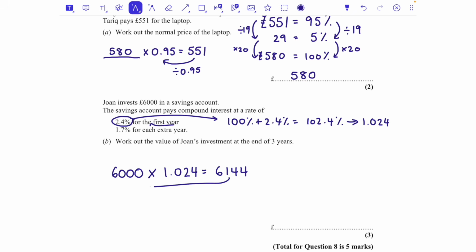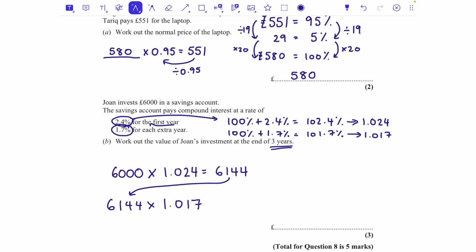We're then going to take that amount of money, 6,144, and times it by, well, now for the extra years, the next 2 years, because it's 3 years in total, we're going to get an extra 1.7%. 100% add on 1.7% is 101.7%, which as a decimal is 1.017. Now, if we've already had the first rate for 1 year, and this is a 3-year investment, then we've got 2 more years at this rate. So I'm going to do that one to the power of 2.